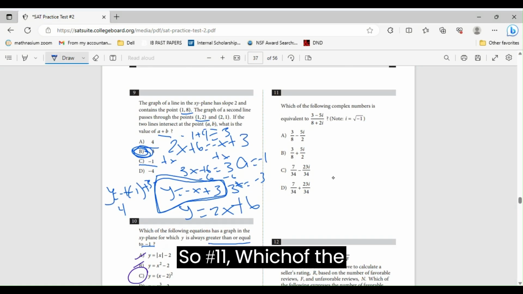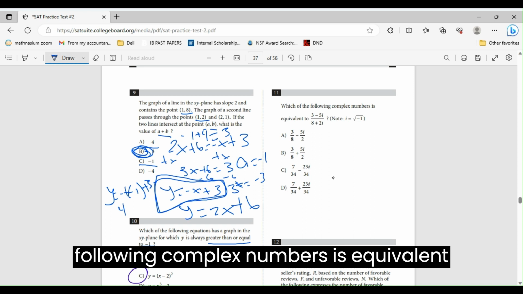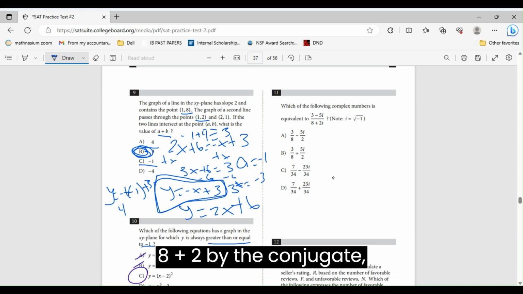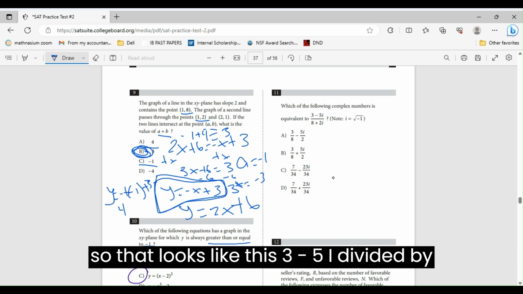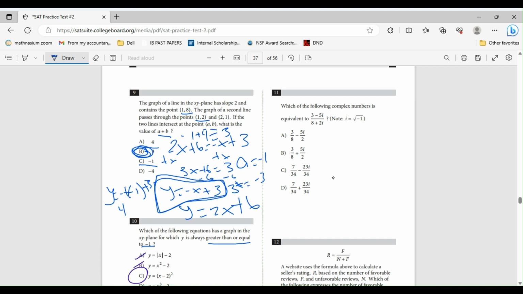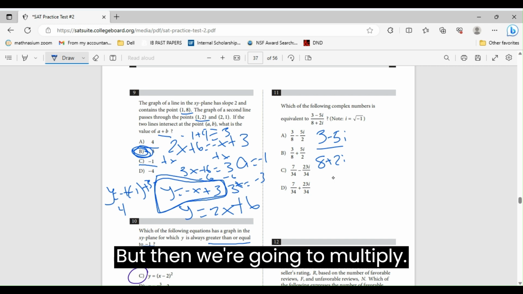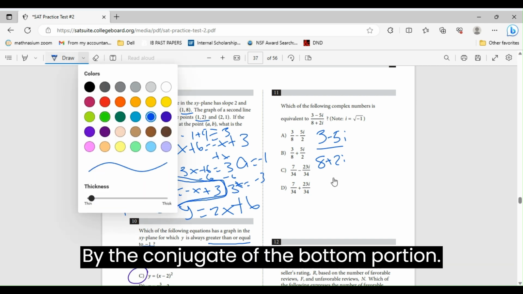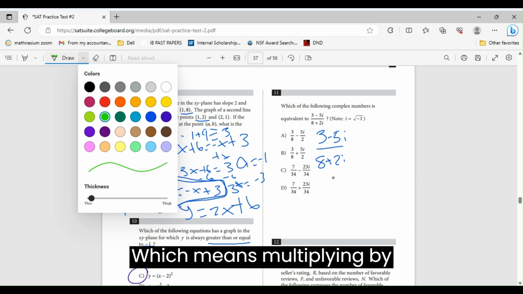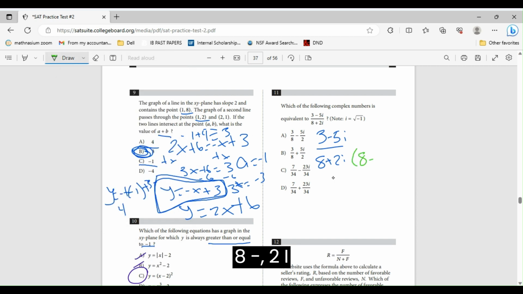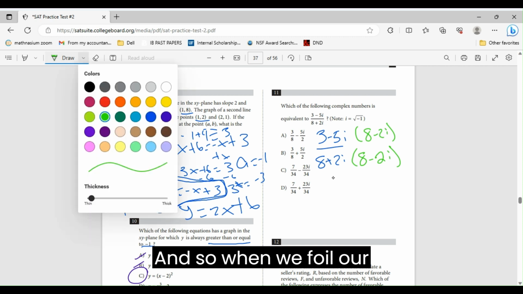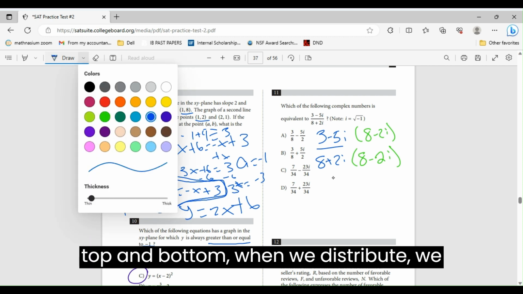So, number 11, which of the following complex numbers is equivalent to 3 minus 5i divided by 8 plus 2i? So to figure this out, we're going to do what's called multiplying by the conjugate. So that looks like this, 3 minus 5i divided by 8 plus 2i. But then we're going to multiply by the conjugate of the bottom portion, which means multiplying by 8 minus 2i versus 8 plus 2i.